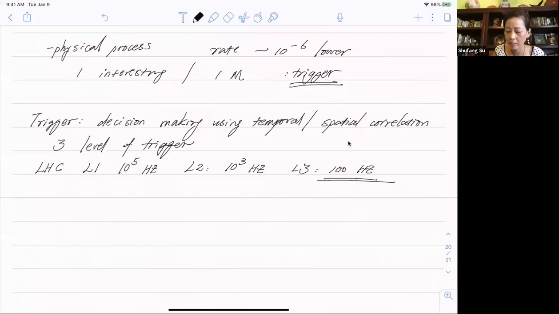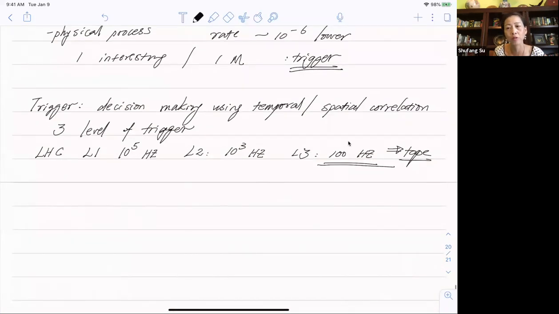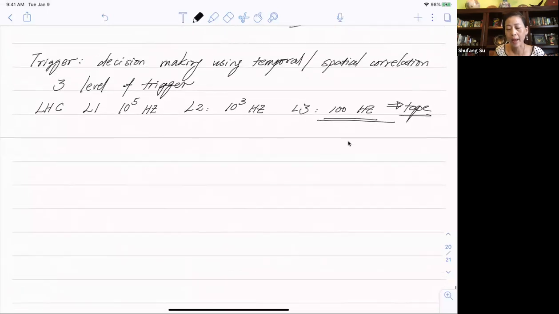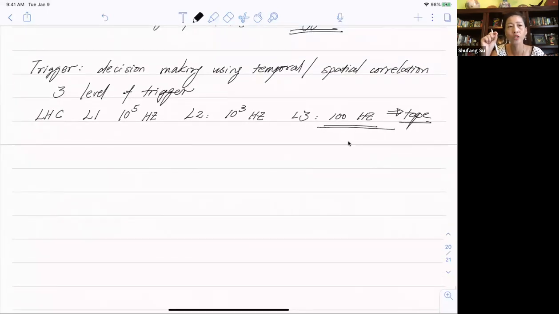And then you deposit all the events to tape, and you can do all those offline analyses and try to dig out interesting physics. Okay, so anything which is not triggered on is completely gone. You're not even going to retrack them later on, because they're not saved to tape.